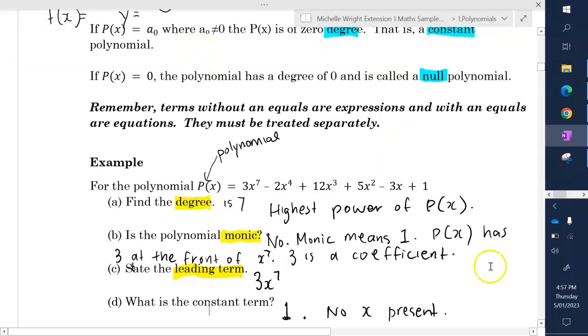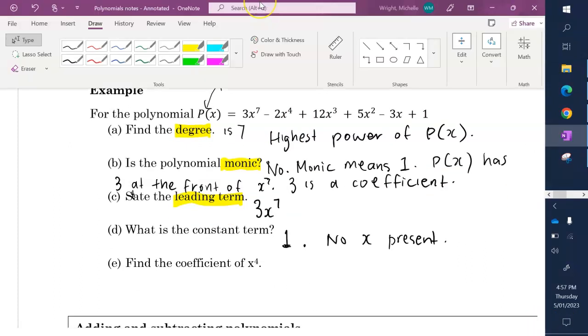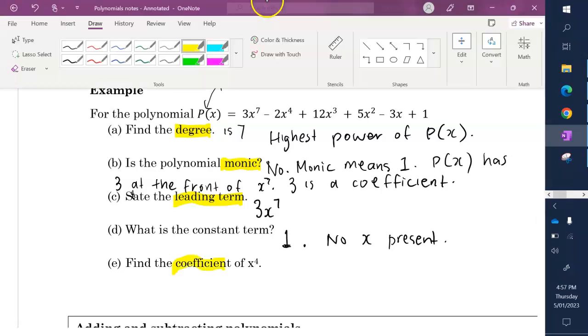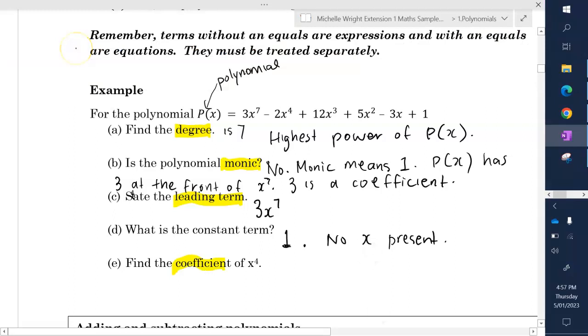Okay, so we've gone through a few of those things. They're terms you're going to have to get quite good at. And there's one more to go. What is the coefficient of x to the power of 4? Coefficient is the number out the front. So the coefficient of x to the power of 4 is -2.